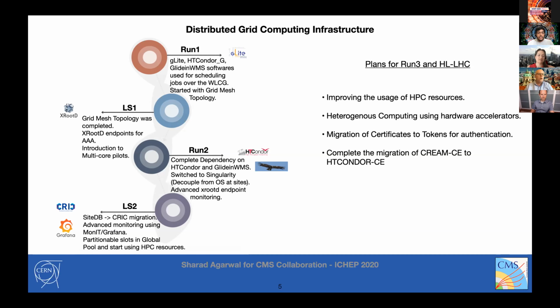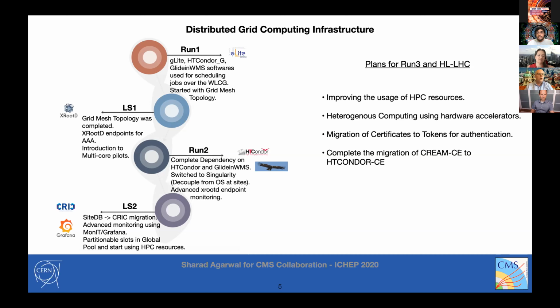During LS2, we have been doing a lot of things, one of the major ones being the SiteDB to CRIC migration. We wanted to shift to CRIC in order to use software which is coming through the collaboration of the WLCG community. And we started to do advanced monitoring of almost everything in grid computing through MONIT Grafana. We introduced partitionable slots in the global pool and started using HPC resources.